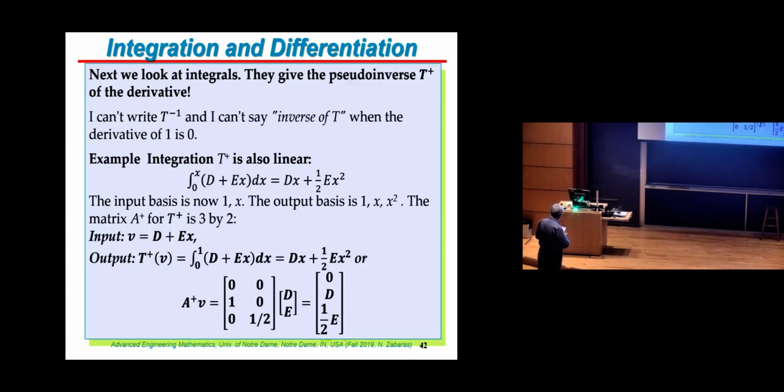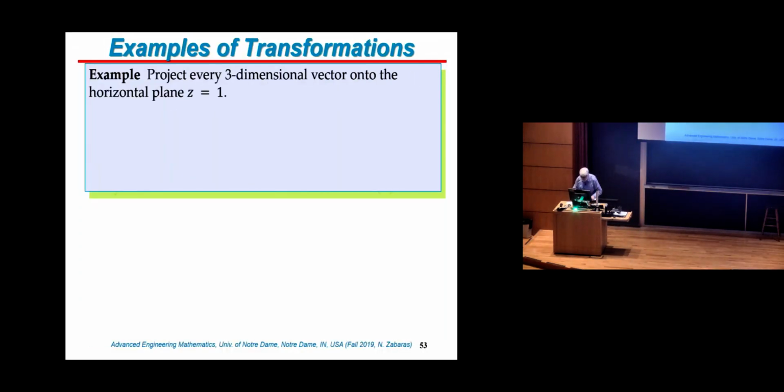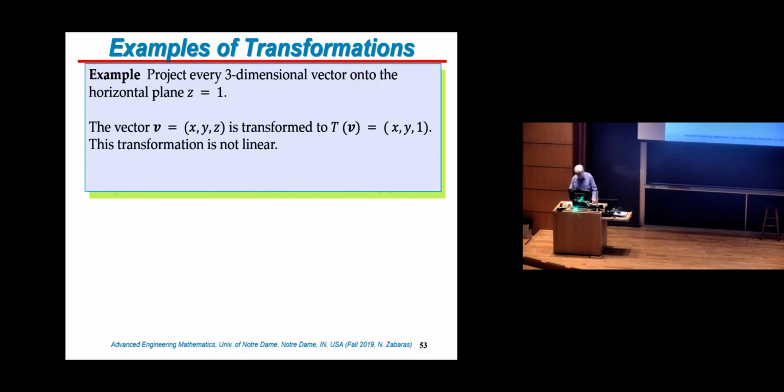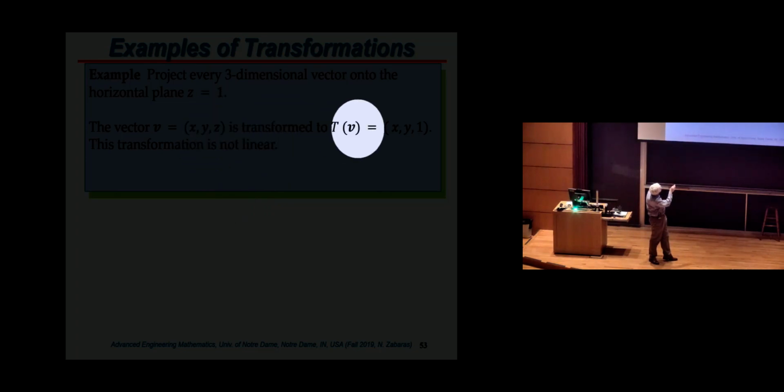OK. So let me go to slide 53. I don't know if we're going to manage to finish what I wanted today, but let's do slide 53. If I take a projection of a vector in R cubed, so here is my vector x, y, z, and I project it to the plane defined by z equal to 1.